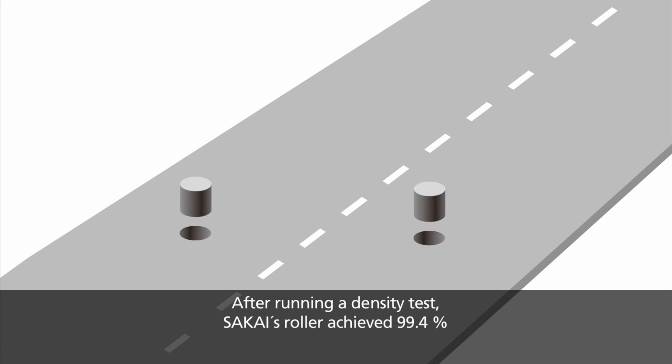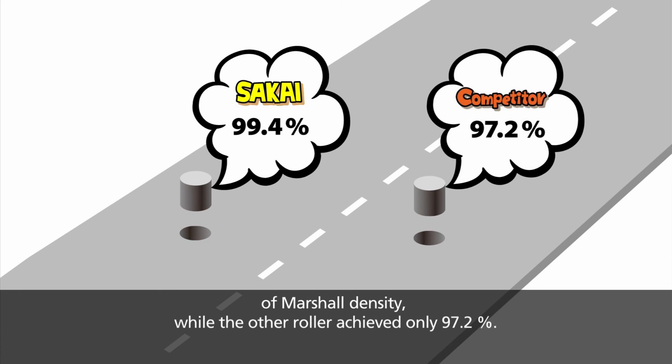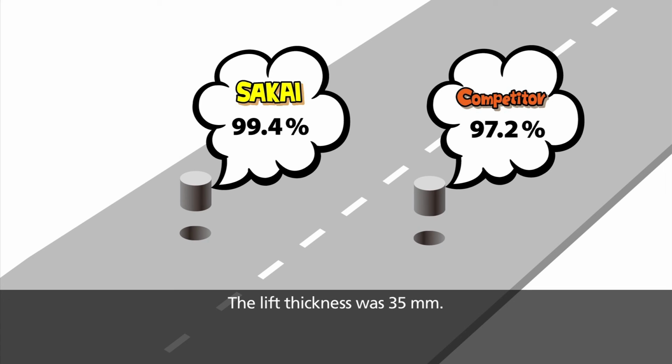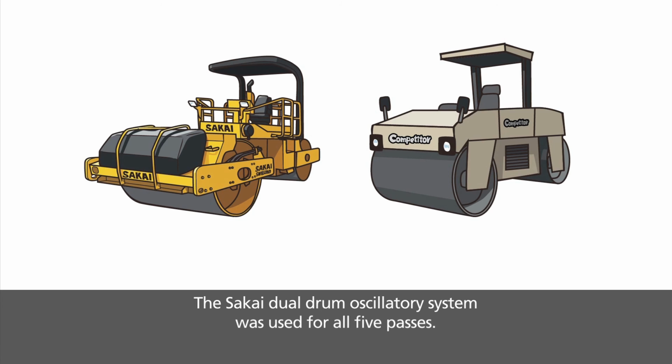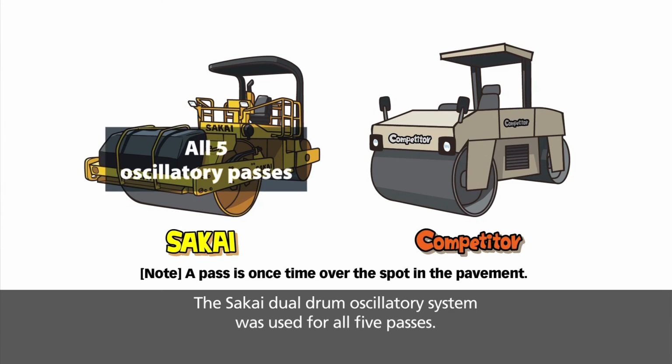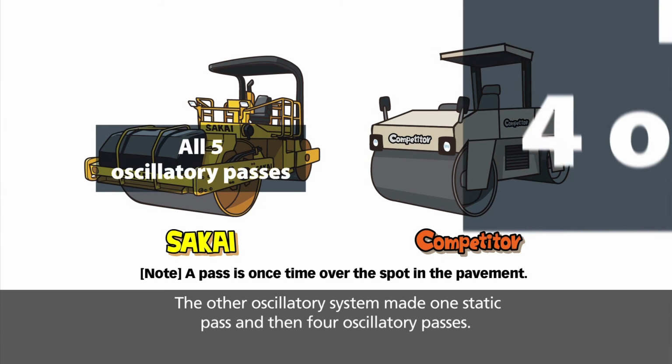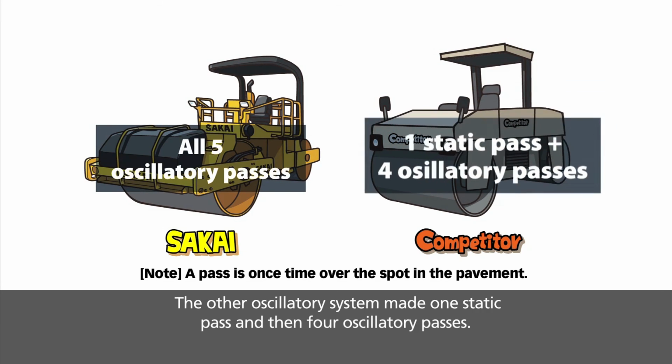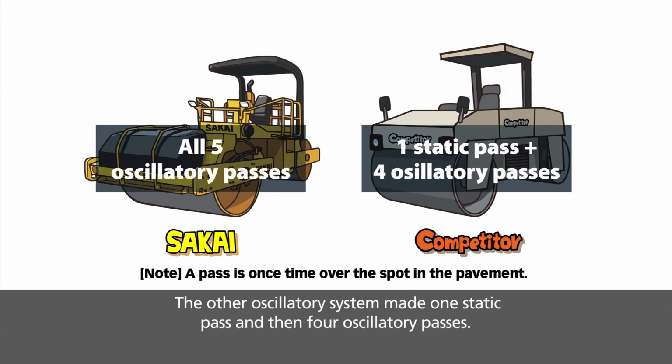After running a density test, SAKAI's roller achieved 99.4% of Marshall density, while the other roller achieved only 97.2%. The lift thickness was 35 millimeters. The SAKAI dual-drum oscillatory system was used for all 5 passes. The other oscillatory system made 1 static pass and then 4 oscillatory passes.